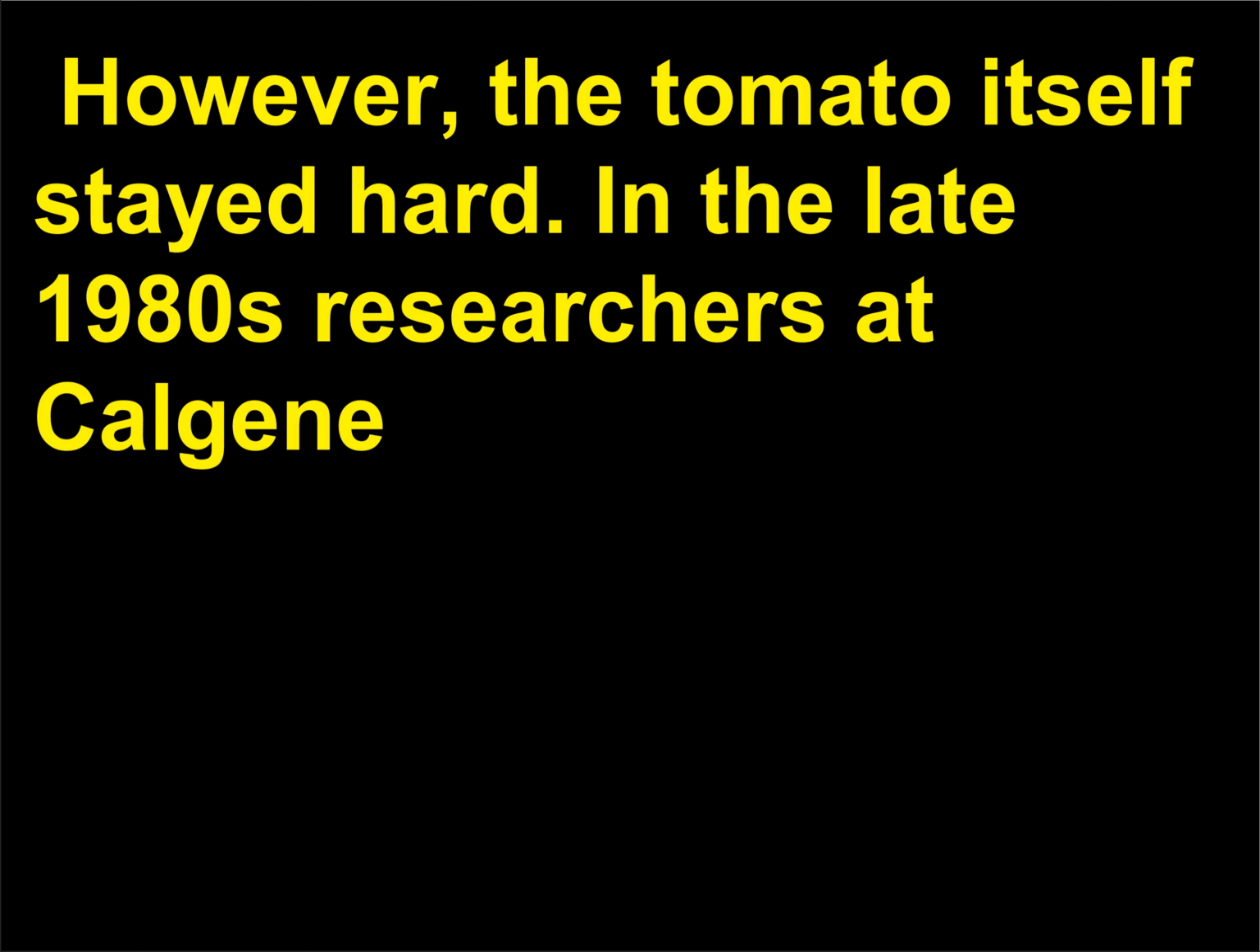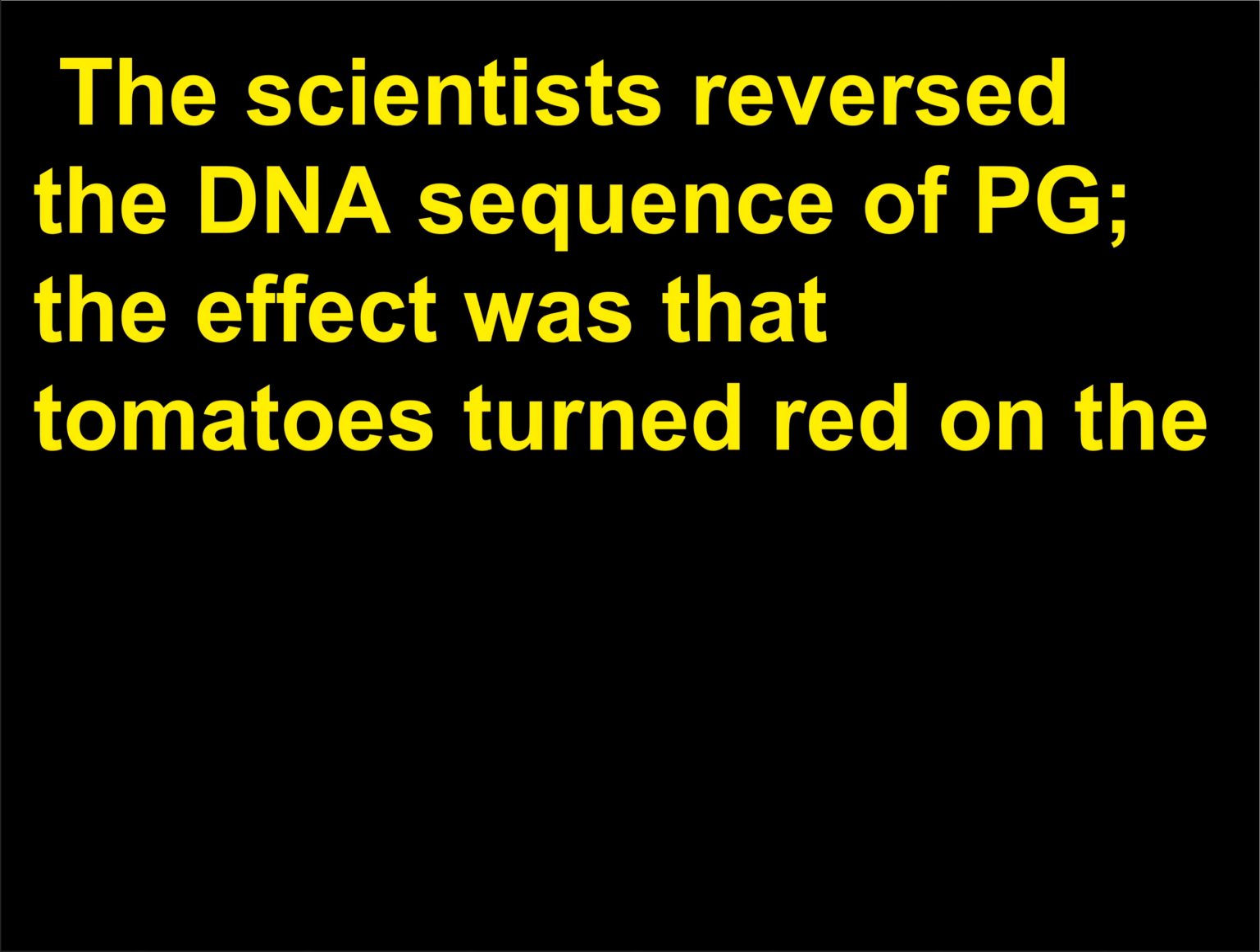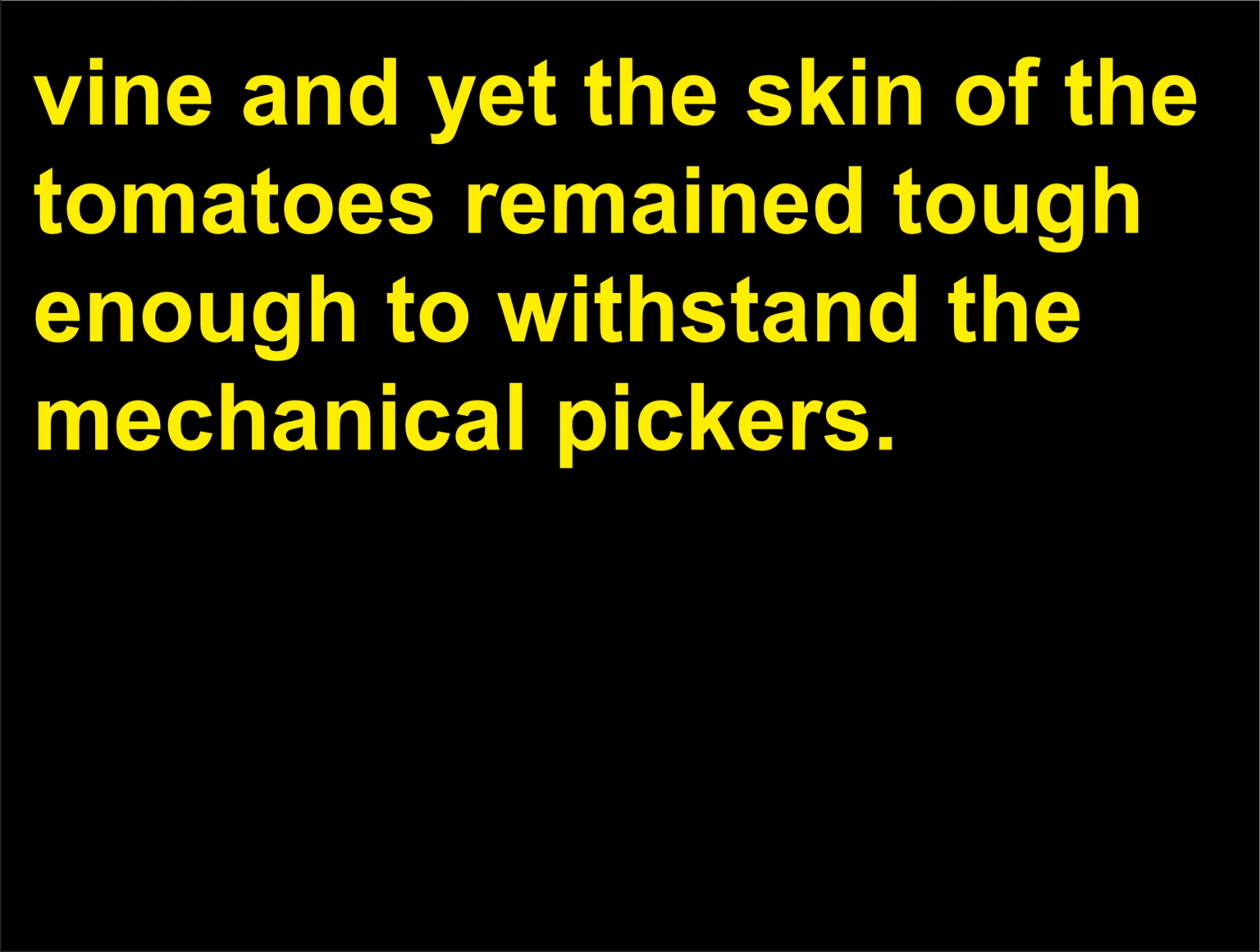In the late 1980s, researchers at Calgene, a small biotech company, discovered that the enzyme polygalacturonase, PG, controlled rotting in tomatoes. The scientists reversed the DNA sequence of PG. The effect was that tomatoes turned red on the vine, and yet the skin of the tomatoes remained tough enough to withstand the mechanical pickers.